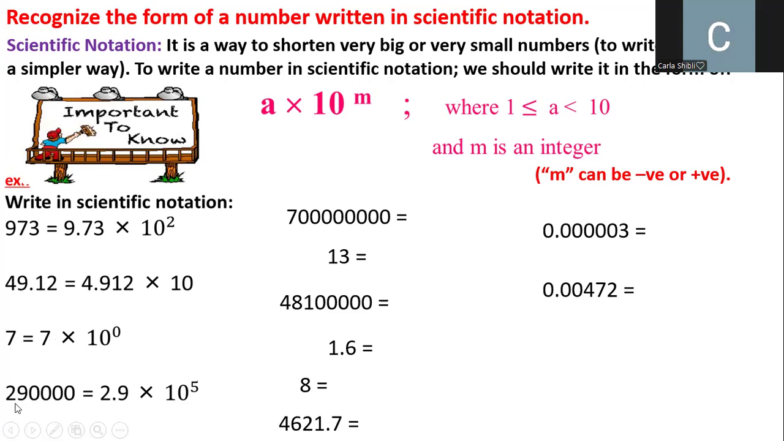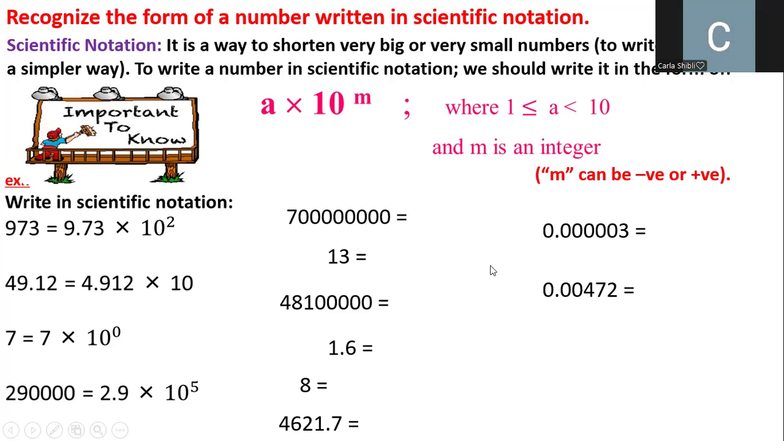290,000 also should be written in scientific notation. Is it a number between 1 and 10? No. Let's make it, the point should be written between the 2 and 9. So my number should be 2.9 times. I move the point 1, 2, 3, 4, 5. So 10 to the power 5.